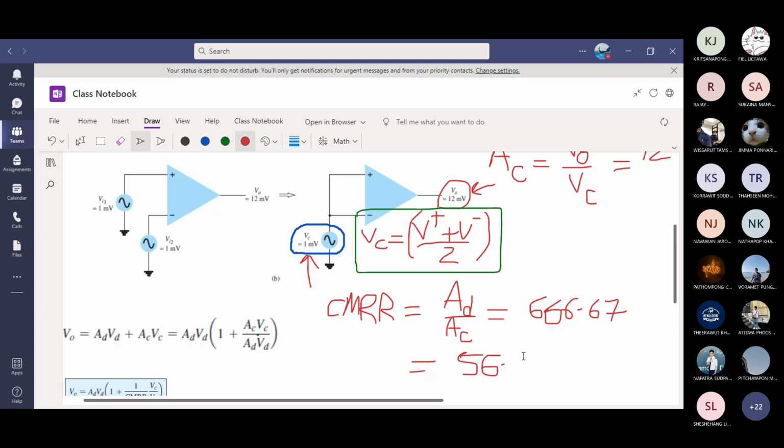56.48 decibels. When you multiply the ratio with 20 log base 10, the answer has a unit, dB, decibels.